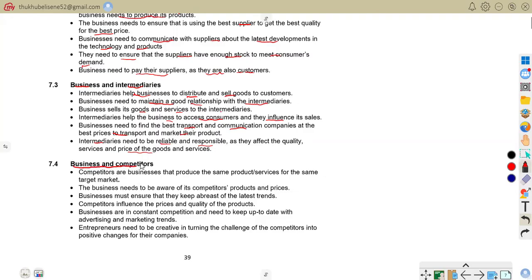Business and competitors. So they say competitors are businesses that produce the same product or service for the same target market. So for example, Adidas and Nike both sell shoes. They both what? Sell shoes. The business needs to be aware of its competitors' products and services. So business must know competitors' products and prices. Checkers checks Pick and Pay prices to compete.